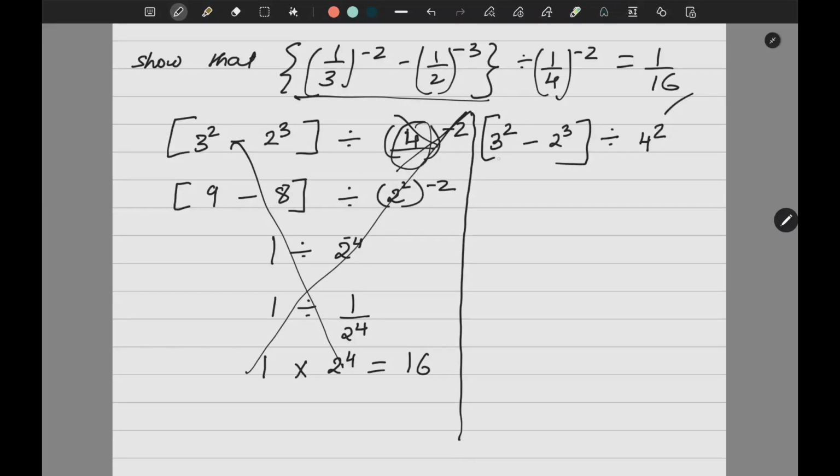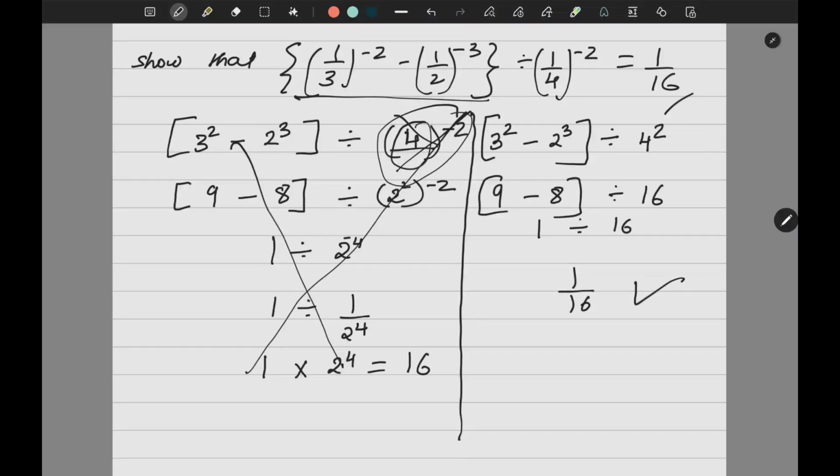Okay. Now see, it is 9 minus 8 divided by 4 square, which is 16. 9 minus 8 is 1. So 1 divided by 16. That is 1 by 16 and I am done. So this type of silly mistake you should avoid.